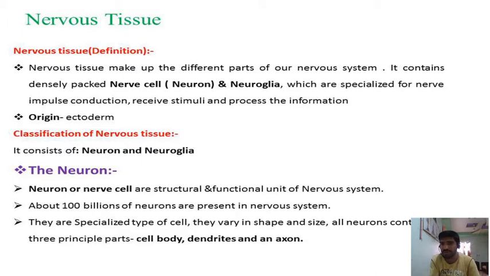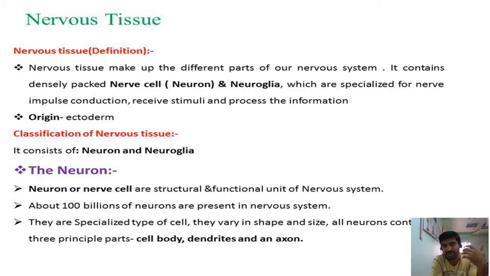Nervous tissue makes up the different parts of our nervous system. It contains densely packed nerve cells, called neurons, and another type, the neuroglia, which are specialized for nerve impulse conduction, receiving stimuli and processing. They play an important role in developing, processing and carrying out information. This nervous tissue originates from the germ layer called the ectoderm.